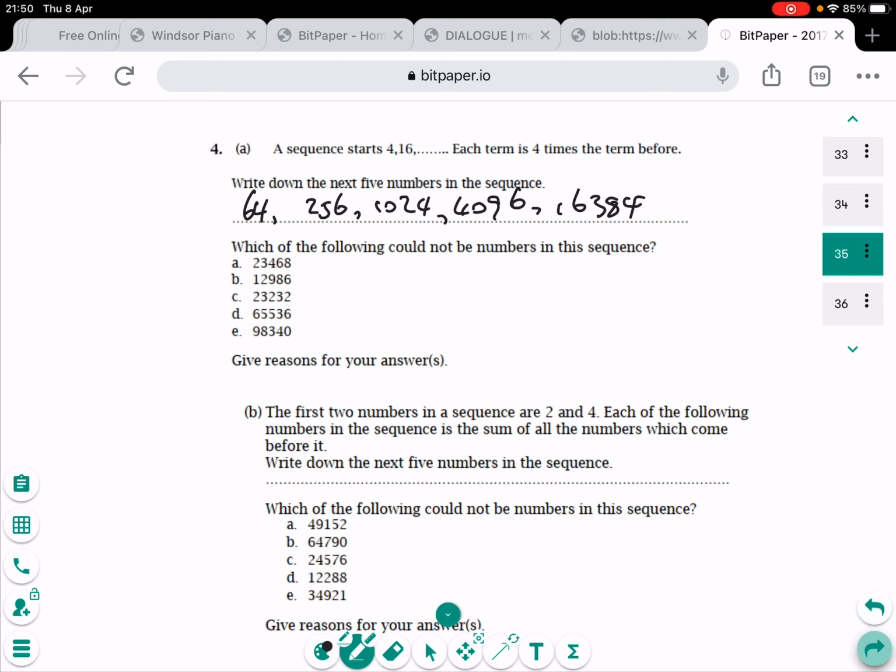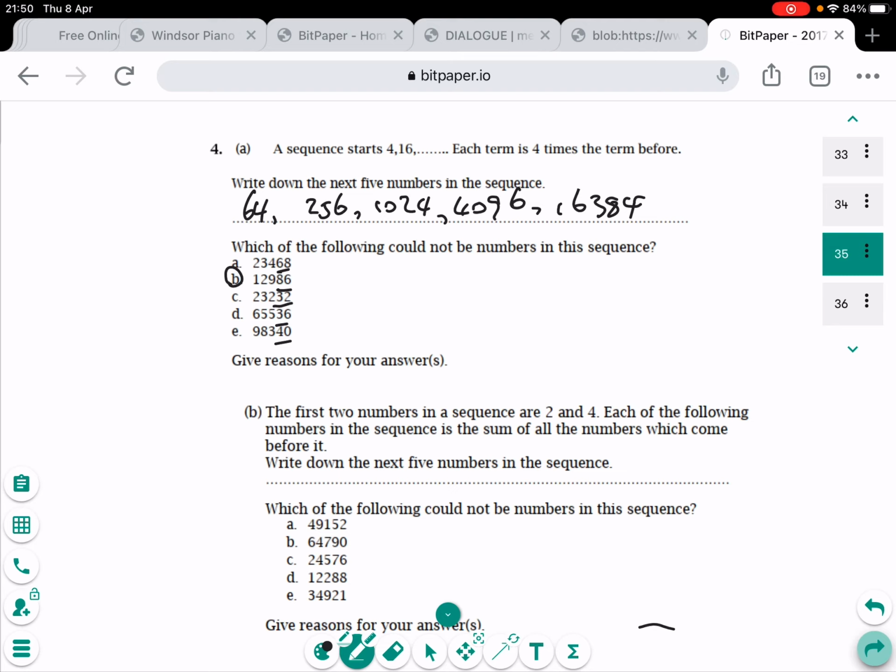And which of these could not be numbers in the sequence? So, if you look at this list, they're all multiples of 4. So the rule of a multiple of 4 is basically the last 2 digits need to be a multiple of 4 too. So for example, 40, that works. 36 works. 32 works. 86, nope, that doesn't work. 68 works. So B is our answer for question 4.